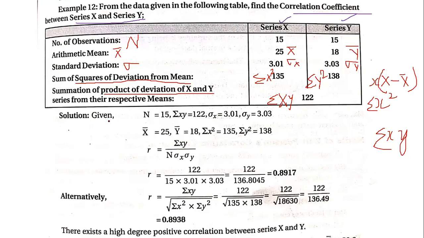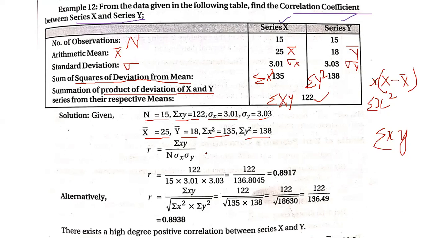Below, all this data is again rewritten here. So n is equal to 15, sigma xy is 122. Then the standard deviation of x is 3.01, the standard deviation of y is 3.03. Next, x bar is 25, y bar is 18, sigma x square is 135, sigma y square is 138.